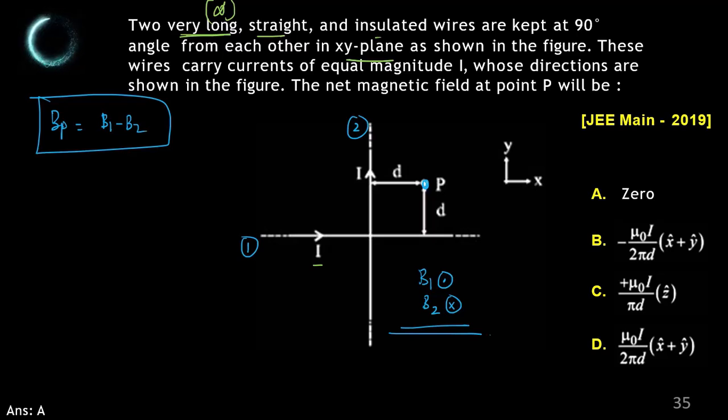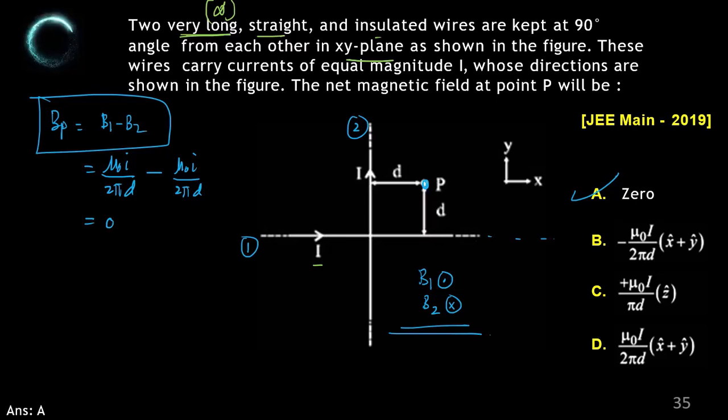So what is B1? B1 is simply the magnetic field at a distance of D from an infinite wire. For an infinite wire it is mu naught I by 2 pi D. Same formula, because D is the distance of the point P. So minus mu naught I by 2 pi D. Both wires are carrying equal current, so both will be cancelled. So ultimately the net is 0. So the net magnetic field at point P is 0. That will be the answer.